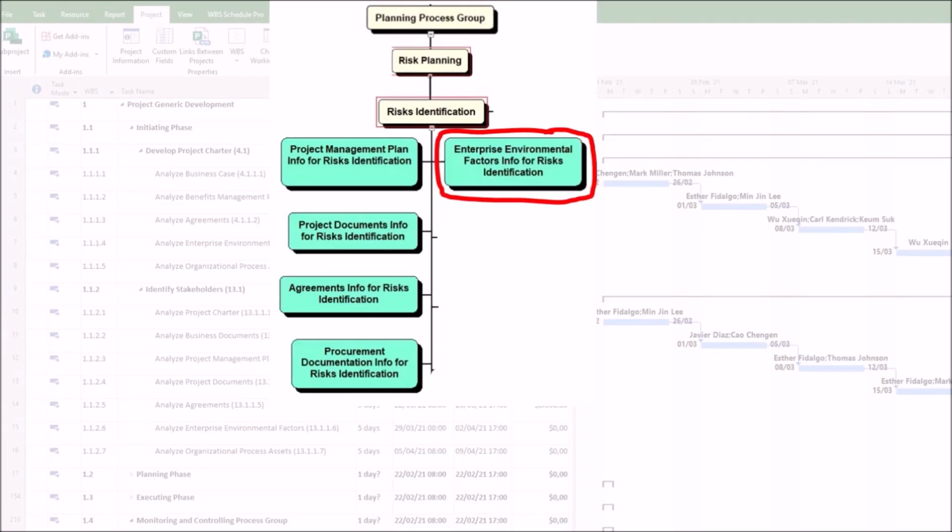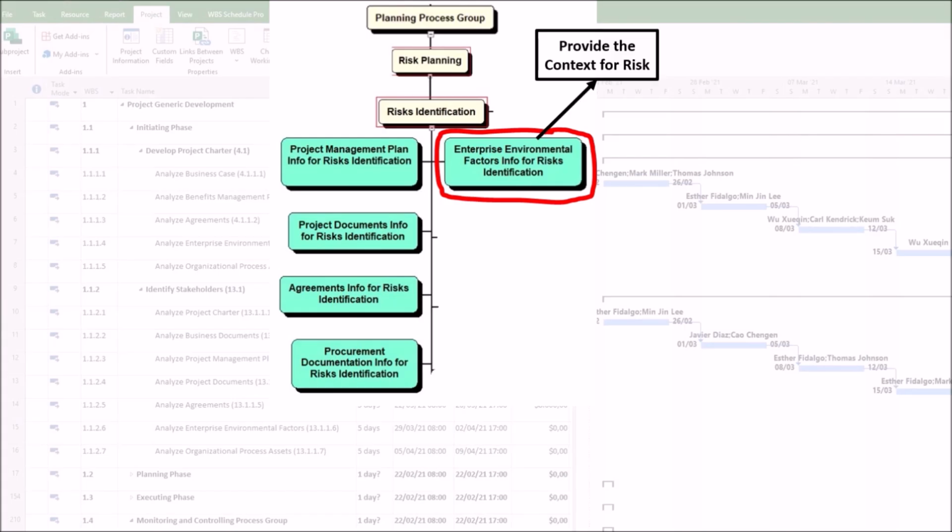How important is the input of enterprise environmental factors to the identify risks process? The input of enterprise environmental factors is not just important to the identify risks process. It is fundamental and critical. Think of enterprise environmental factors as the playing field and the weather conditions for your project. You cannot effectively identify risks without understanding the environment in which the project operates. Here's a breakdown of why enterprise environmental factors are so crucial to the identify risks process.